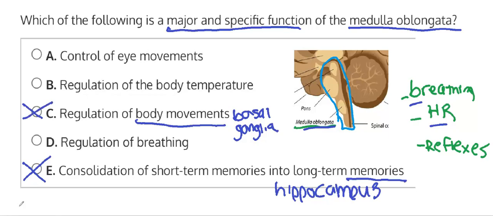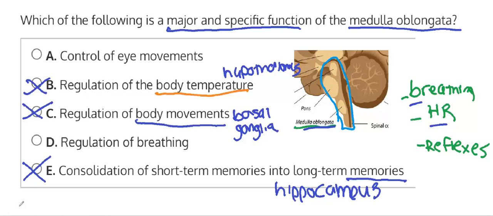Now we're left with three options: control of eye movements, regulation of breathing, and regulation of body temperature. Even though you might think, oh, is that kind of a basic function of the body? Well, the brainstem could sense if there is a change in body temperature and then send this signal to the rest of the brain to adjust as needed, but the part of the brain that would adjust as needed is part of the hypothalamus and not part of the brainstem itself. The brainstem would just send that signal, not actually adjust any temperature controls, and therefore we could eliminate option B. Now we're left with two options.